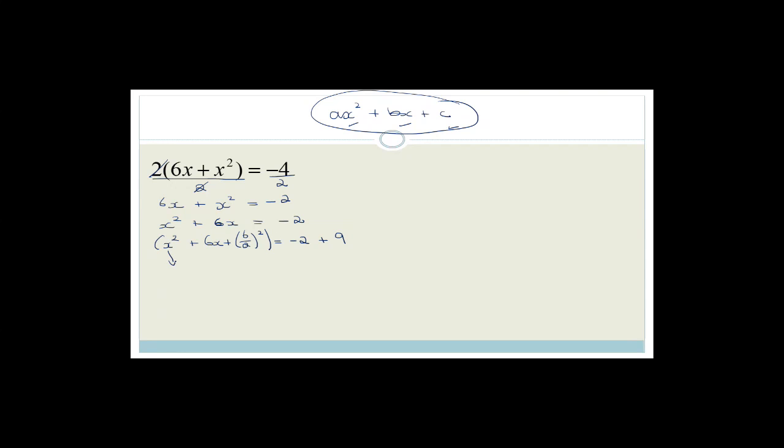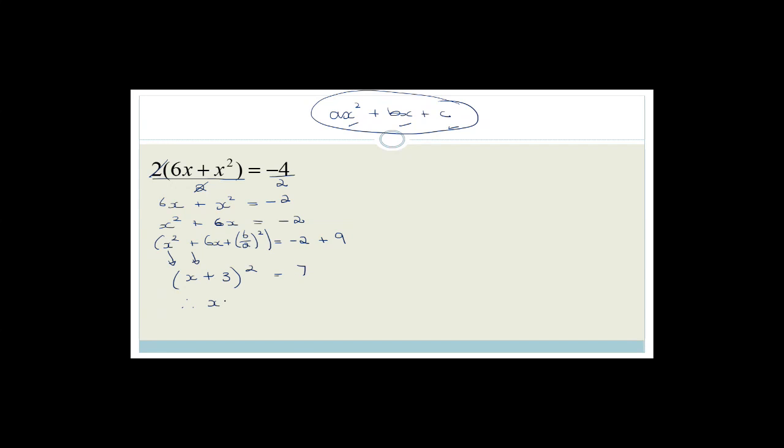So that becomes the square root of the first term, that sign, square root of this, which is going to be x plus 3 all squared, equals 9 minus 2, which is 7.